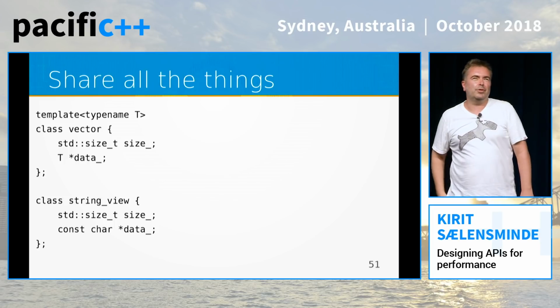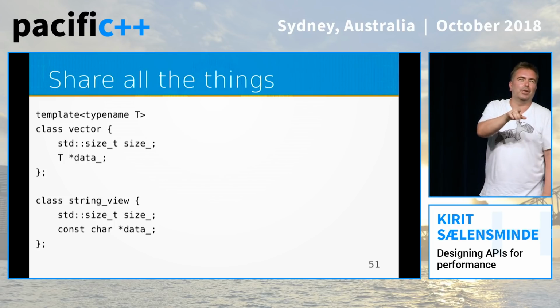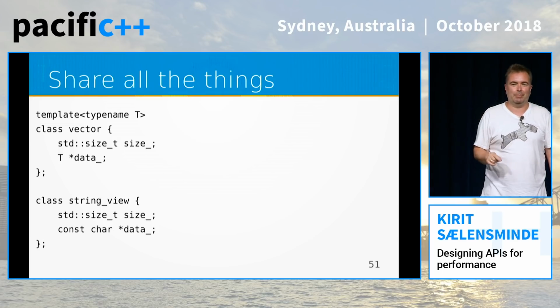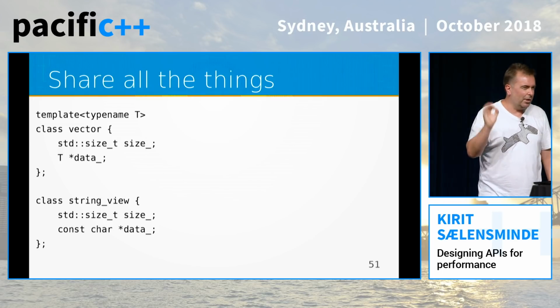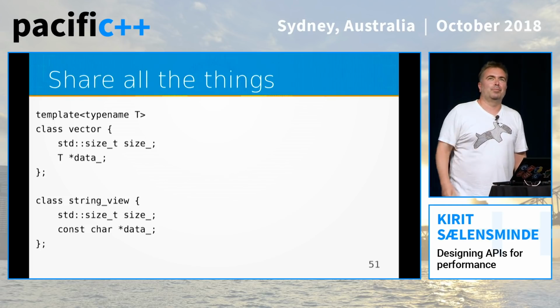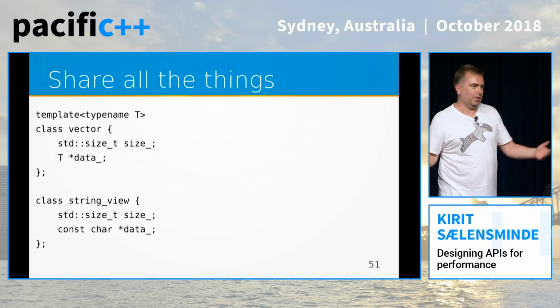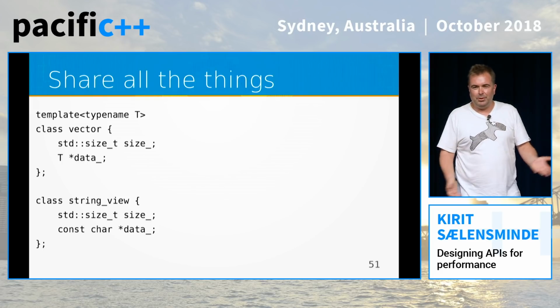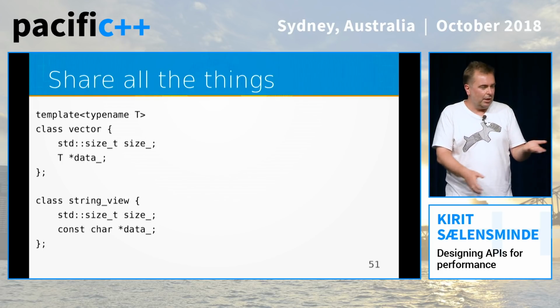Okay, so let's take a simple idea of a vector and a string view. And I'm going to use string view here because string view is really, really nice because it doesn't have a C string member. I like that. I'm a big fan of that. But at heart, both of them are basically, there's a lot more going on, of course, but it's basically just a pointer to some data and a size.